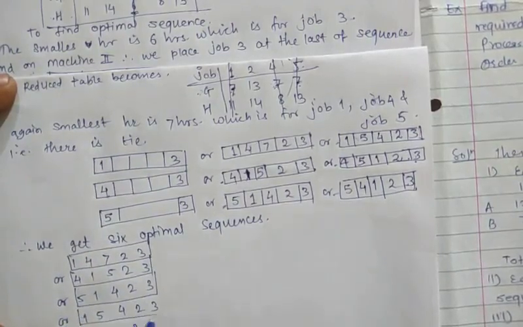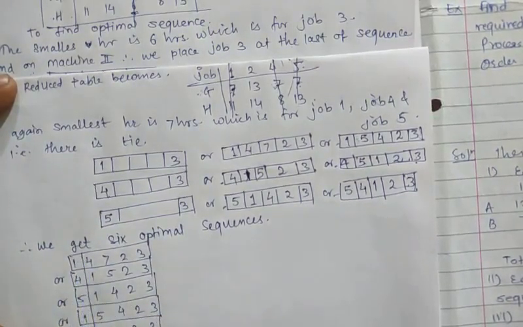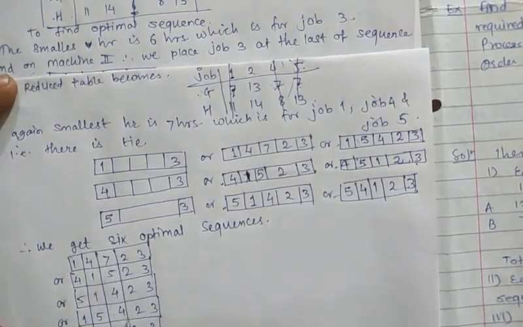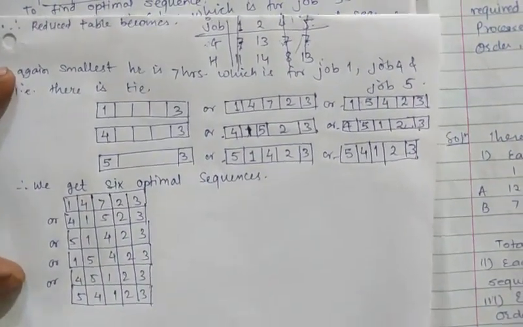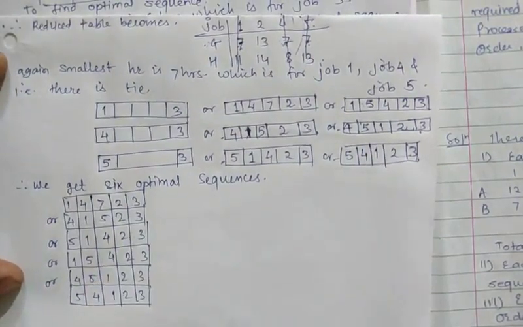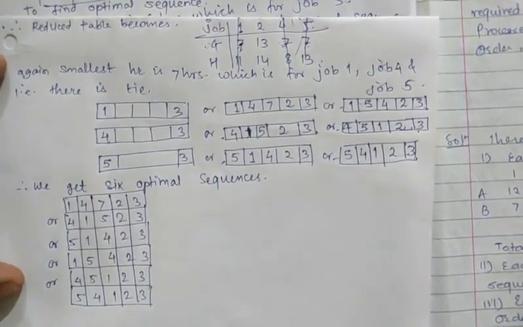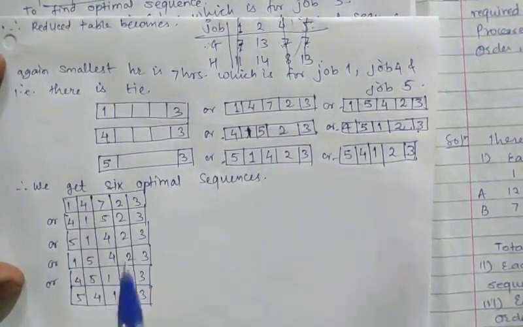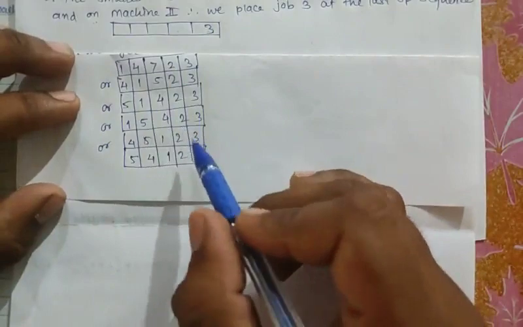Among these, if we solve any one, we get the optimal solution. Now we will solve the given problem. Taking one of the sequences, we get the elapsed time. All these sequences give the same elapsed time, so we take any one of them and solve it.